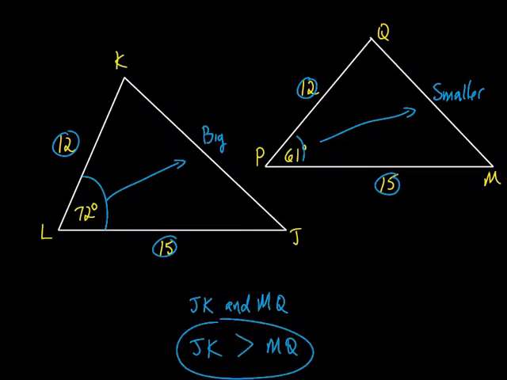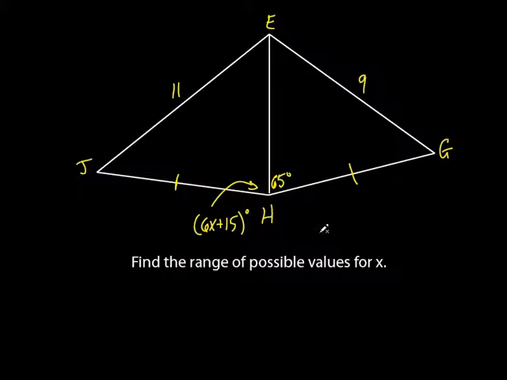Let's do another example. All right, here we go. Let's take a look at this last example. The question is a little different than it was before. It says, find the range of possible values for x. So here, this angle right here is 6x plus 15.